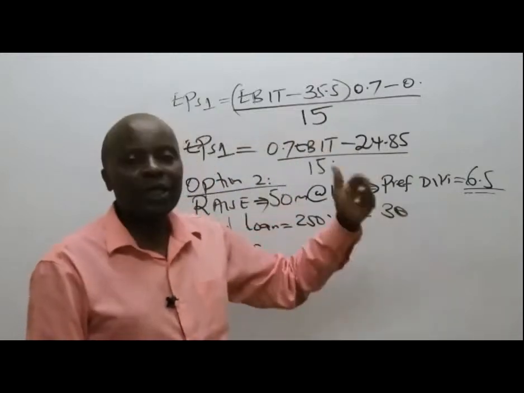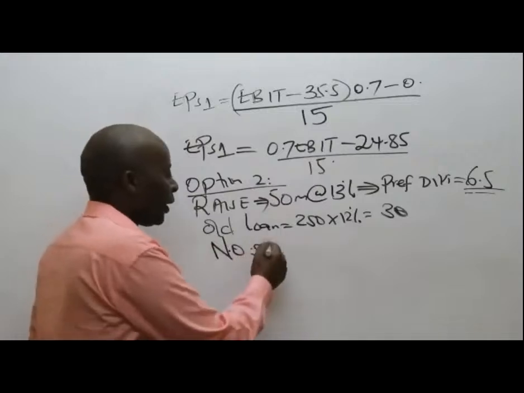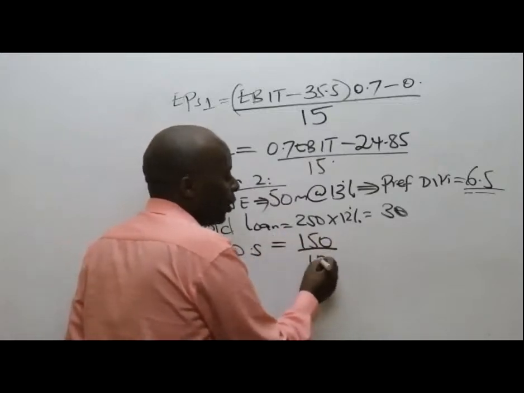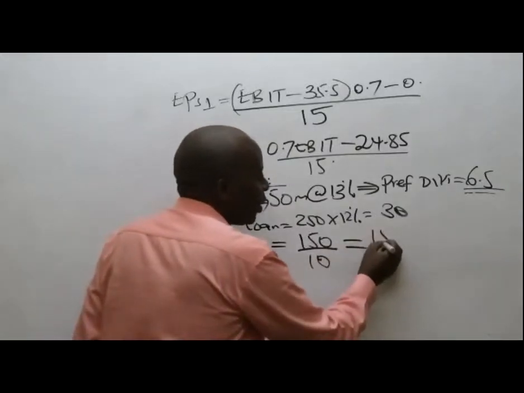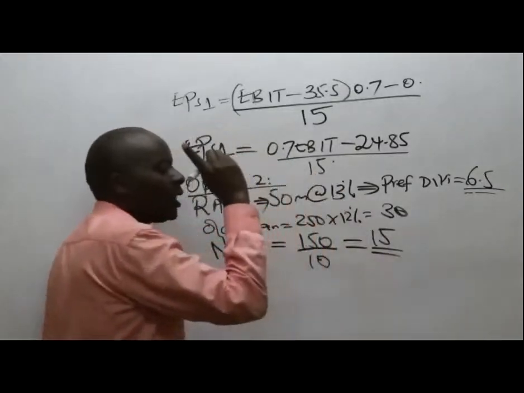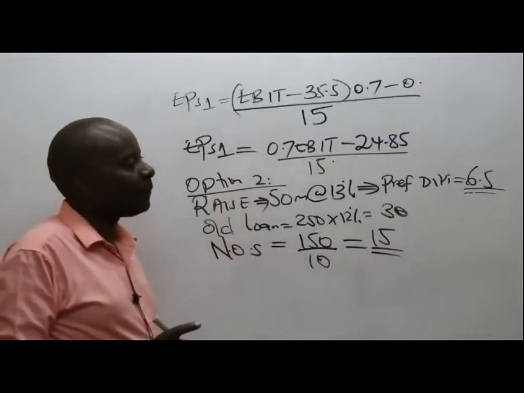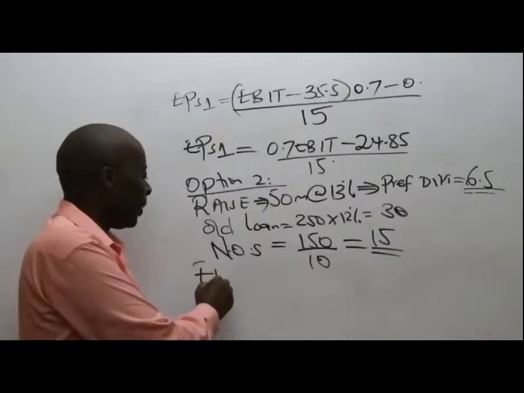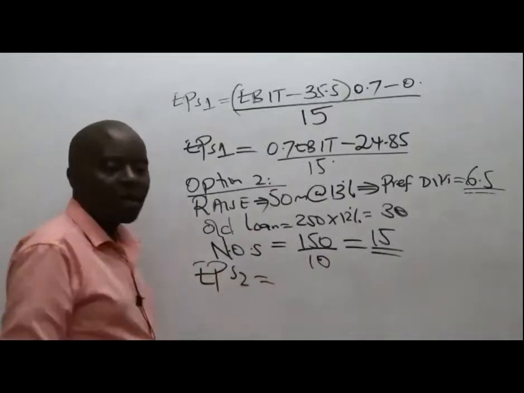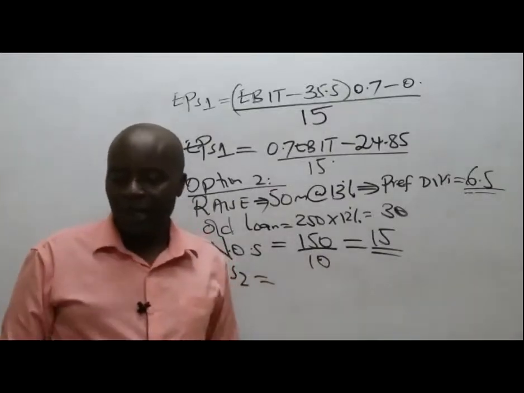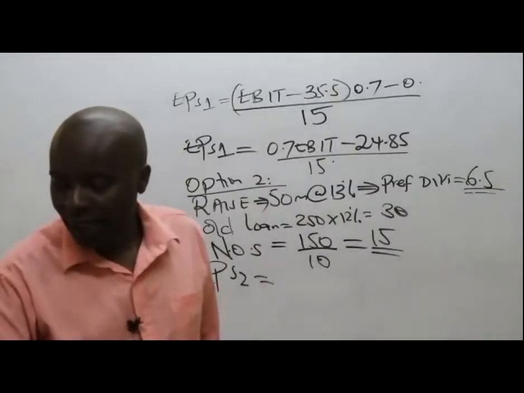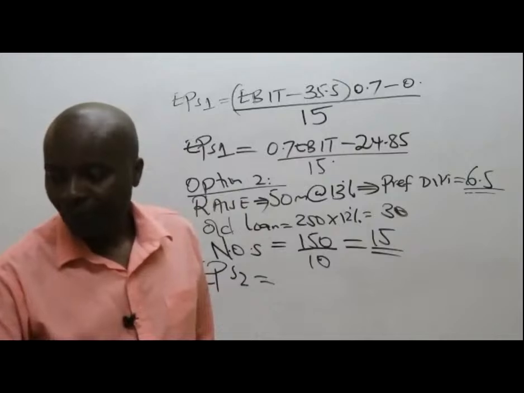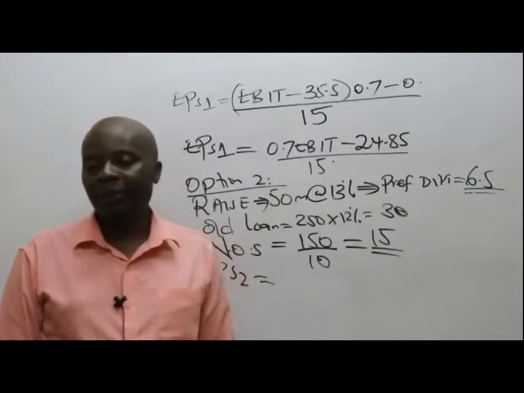And the number of ordinary shares, of course, we know that our ordinary share capital is 150 and the par value is 10. Then, ladies and gentlemen, these will leave me with 15 shares. And if that is agreeable, then could you kindly go ahead and give me the EPS2 formula?